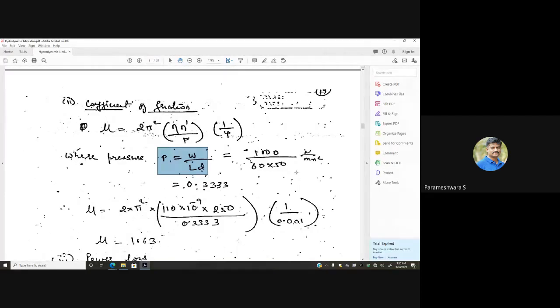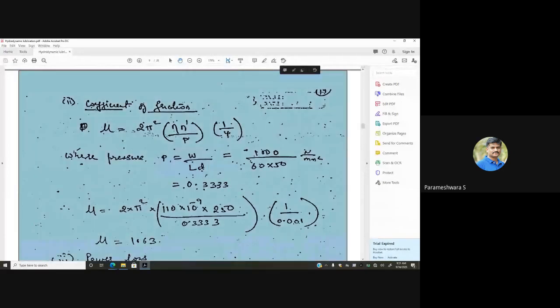So substitute that value into this equation for the coefficient of friction. So you will get the coefficient of friction, that is 1.63. And after that, find out the power loss.